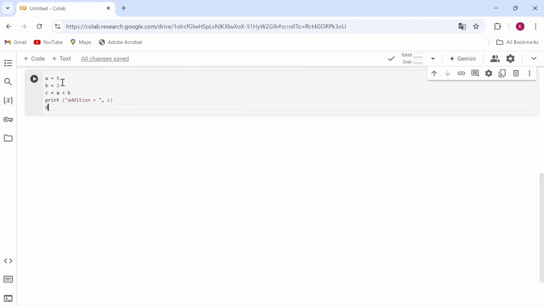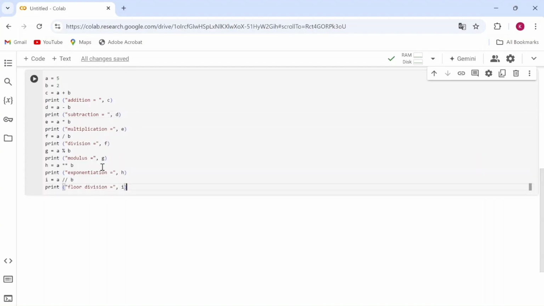Same way, we'll take d in which we will subtract two numbers, a minus b, and we will print "subtraction is equals to" d. And similarly, we will go for all other operators: multiplication, division, modulus, exponentiation, and floor division.